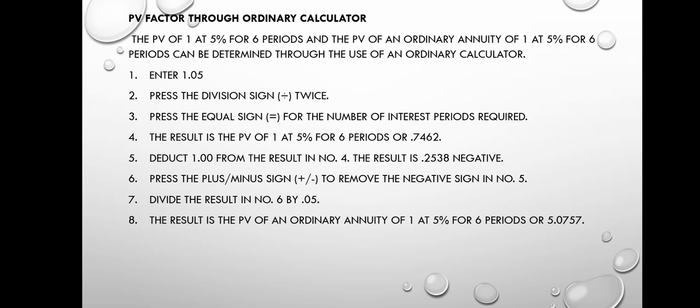Then to get the PV of OA, we deduct 1.00 from the result in number 4. The result is negative 0.25378. To remove the negative sign, we press the plus-minus sign. Then, after removing the negative sign, we divide the result in number 6 by 5%, or 0.05. The result of that is the PV of OA.